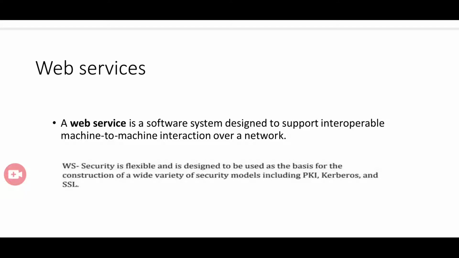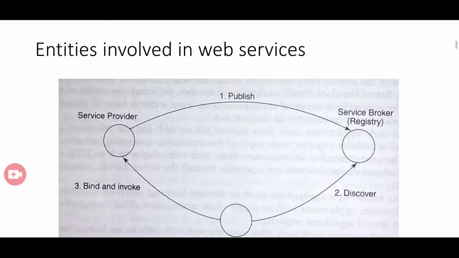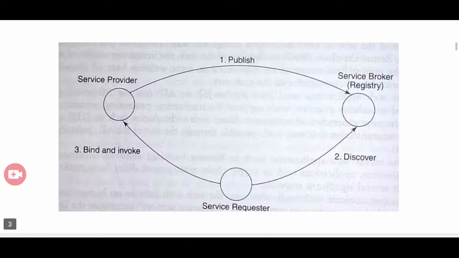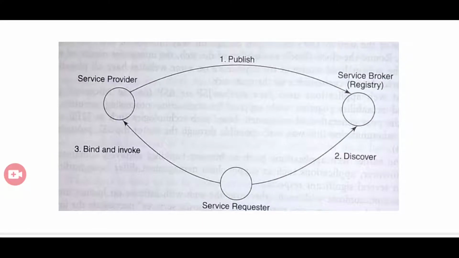Okay, so there are three main entities involved in the web service. They are actually the provider, requester, and the broker. So service provider, service broker, and service requester. You can see within the figure, service provider is connected with the broker through a publish mechanism, and the requester is connected with the provider by using bind and invoke, and by using the discover mechanism, the service requester can connect to the broker.